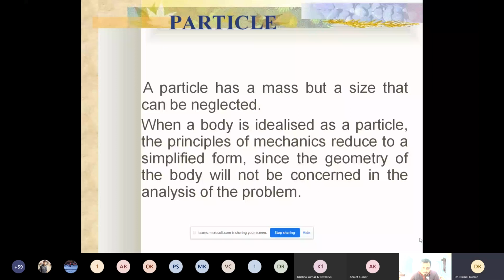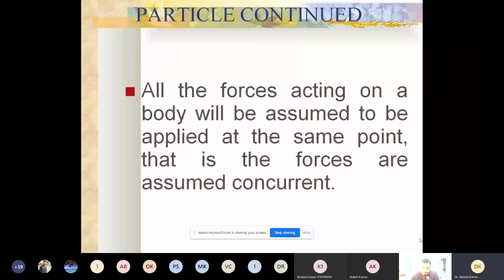Again, all the forces acting on a body will be assumed to be applied at the same point, that is, the forces are assumed concurrent. That is the basic issue of idealization that you have to understand. If the size effect remains, if we consider size, then it won't become concurrent, and the problem will become complex and difficult to solve.